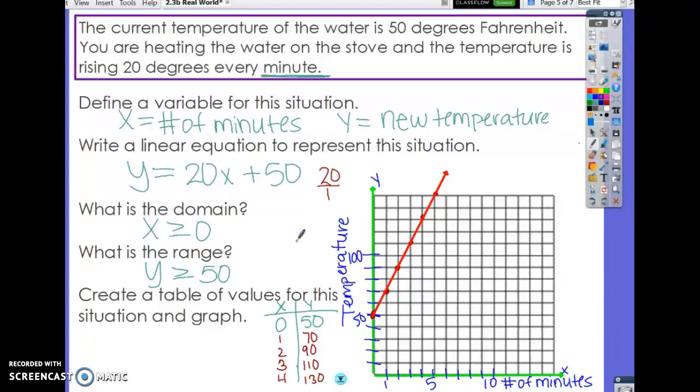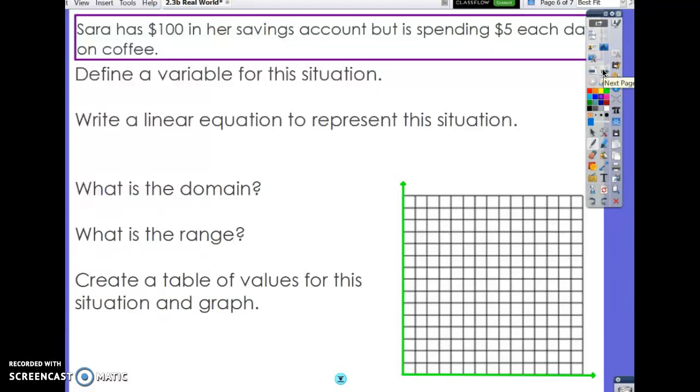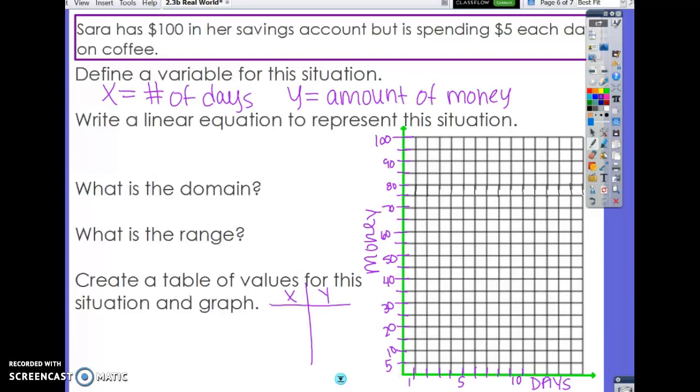We've looked at an equation, a table of values, and a graph for this situation. Let's take a look at one more just to make sure we have this down. Sarah has $100 in her savings account, but is spending $5 every day on coffee. So take a second and try and define your variables. This would be a good time to pause the video and try to figure this out for yourself. So X should be the number of days, and Y should be the amount of money that Sarah has left.